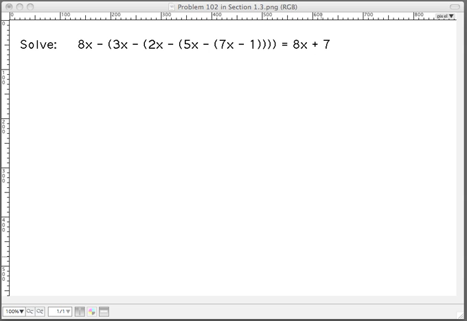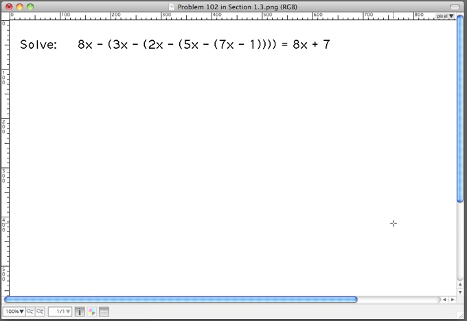Hello everyone. I wanted to solve this problem for you from the homework assignment, and it was one of these tangled innermost parentheses sort of problems where the authors are definitely trying to have you demonstrate that you can handle the order of operations in this nested parentheses situation as messy as they can make it.